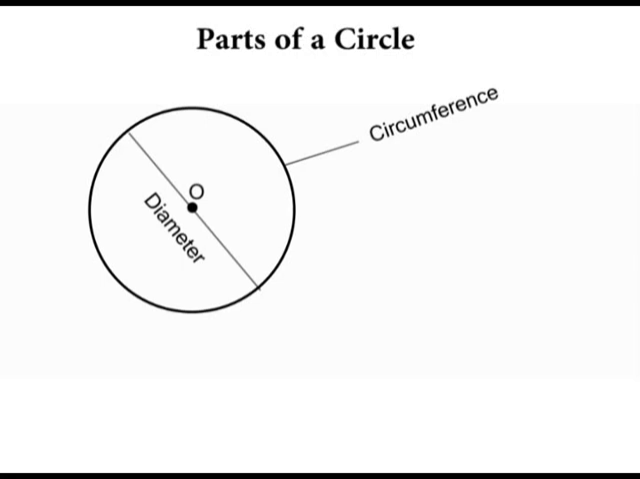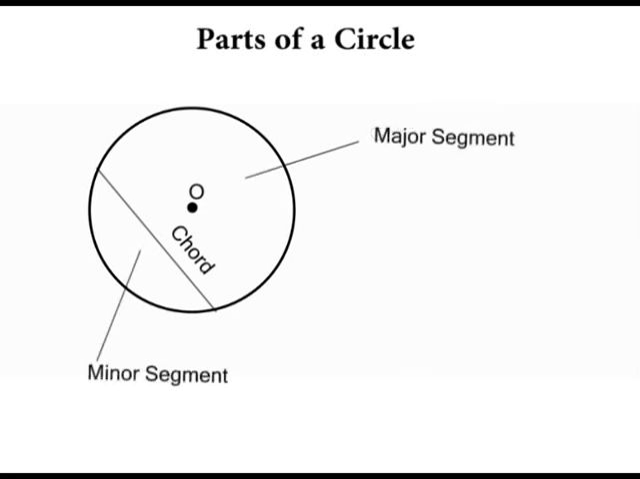A line joining 2 points on the circumference is called a chord. A chord divides the circle into 2 segments. The larger segment is a major segment and the smaller one is a minor segment. In view of this, a diameter is actually a chord that passes through the center. The segments formed by a diameter are called semicircles.